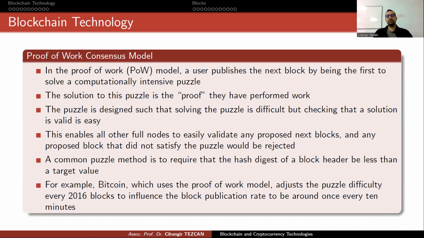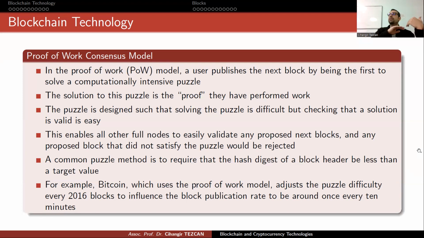But every 2016 blocks, the software looks at how many minutes it took for all the miners to solve these 2016 blocks. And if it is faster than the expected value of 10 minutes, the software automatically increases the difficulty. So this way, if you keep the mining power the same, it will take around 10 minutes again. But if you include more miners, the difficulty will increase again. But if miners leave the system, it will take more than 10 minutes to solve this problem. So 2000 blocks later, the difficulty might be decreased.